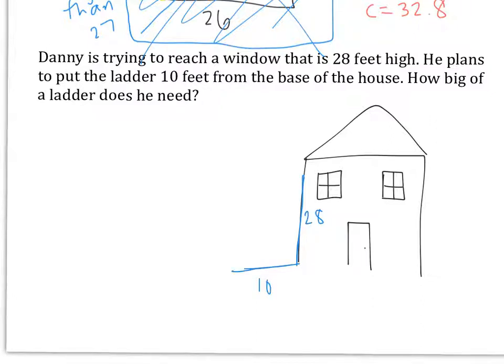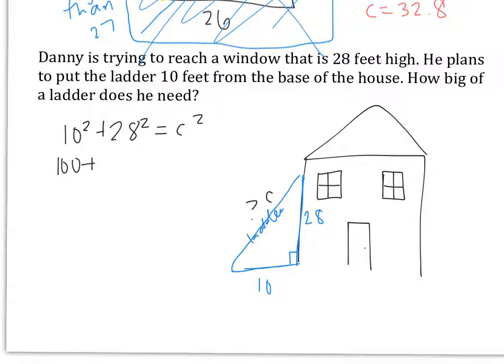So that's 10. And so here's the ladder, right? I can even write ladder. And this is a right triangle. And so how big of a ladder does he need? So that's C, the diagonal. So I could set this problem up now and say 10 squared plus 28 squared equals C squared. And 10 squared is 100. And 28 squared is 784. And 100 plus 784 is 884.